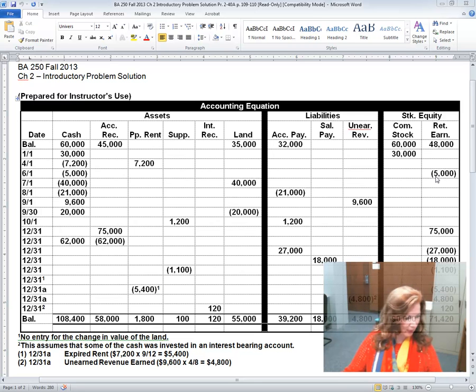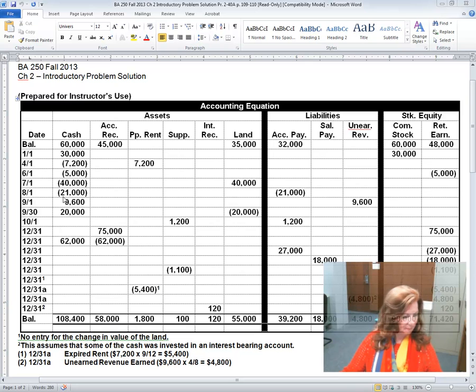And then July 1, purchased an additional land that cost $40,000 cash. So 7/1, July 1, we'll put that in the date column, negative $40,000 in cash, and then positive $40,000 in land. They're both assets, so the equation stays in balance because the assets are going up in one transaction and down in the other, so the two sides of the transaction keep the equation in balance.